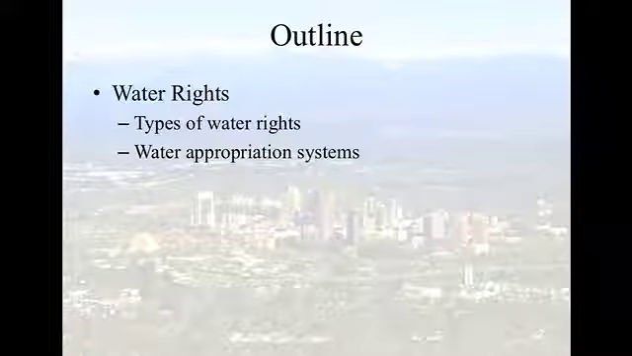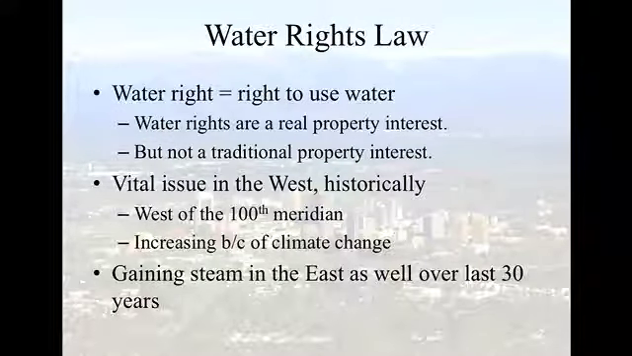So we'll talk about first kinds of water rights, and then different kinds of water appropriation systems, ways that we allocate those rights among individuals, and then decide which rights to use within a system. And then Professor Harder will focus on just one kind of water appropriation system, the kind we use in California, and give you really the detailed case study of that system.